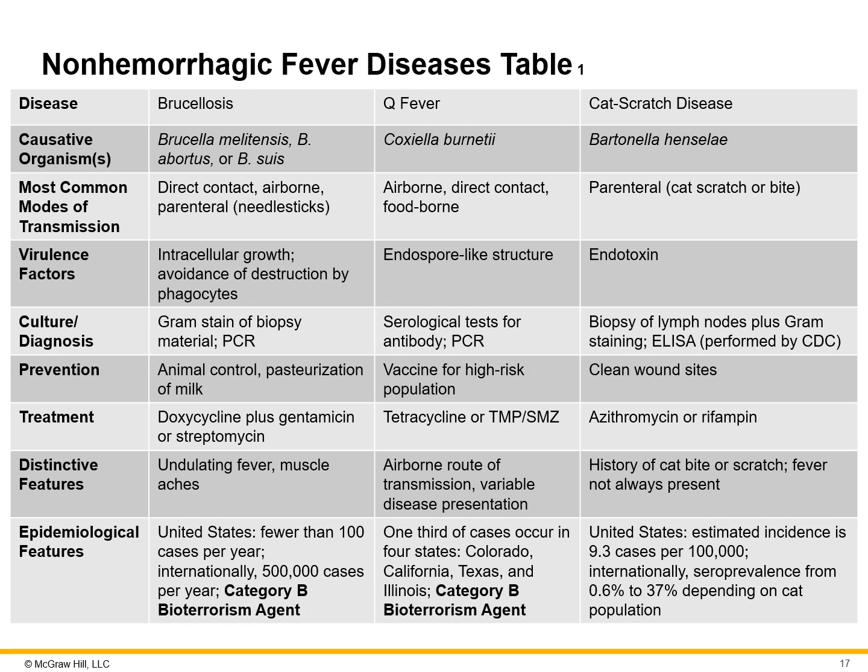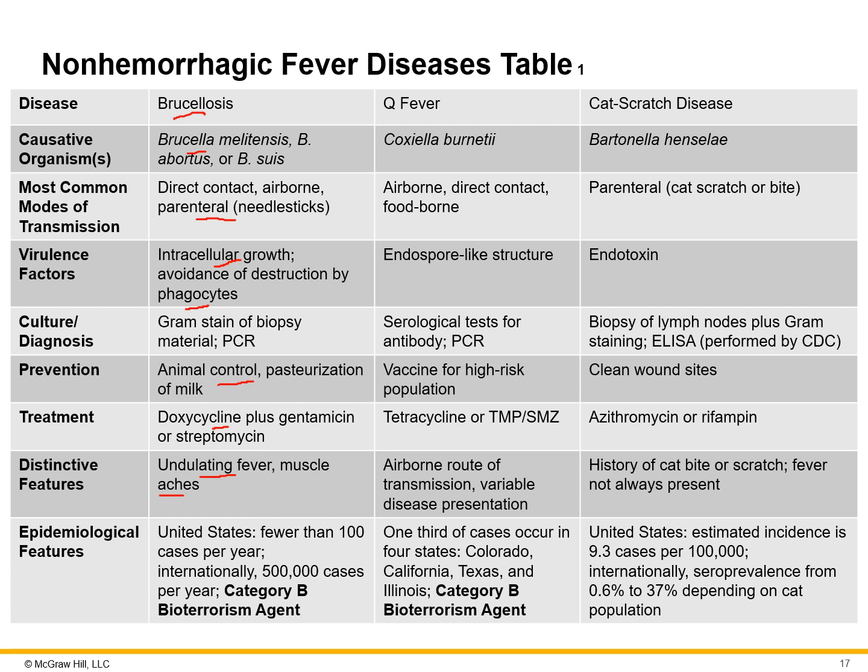Our summary figure for these non-hemorrhagic fever diseases. Again, brucellosis is caused by the Brucella species, through direct contact, airborne, or needle sticks. These are the ones that have intracellular growth, and they avoid destruction by phagocytes, so they can actually live inside of them, which helps with their transmission. Prevention is animal control and pasteurizing milk. There is treatment, so doxycycline can be used. Again, it has that undulating fever and muscle aches, which are unique to it.